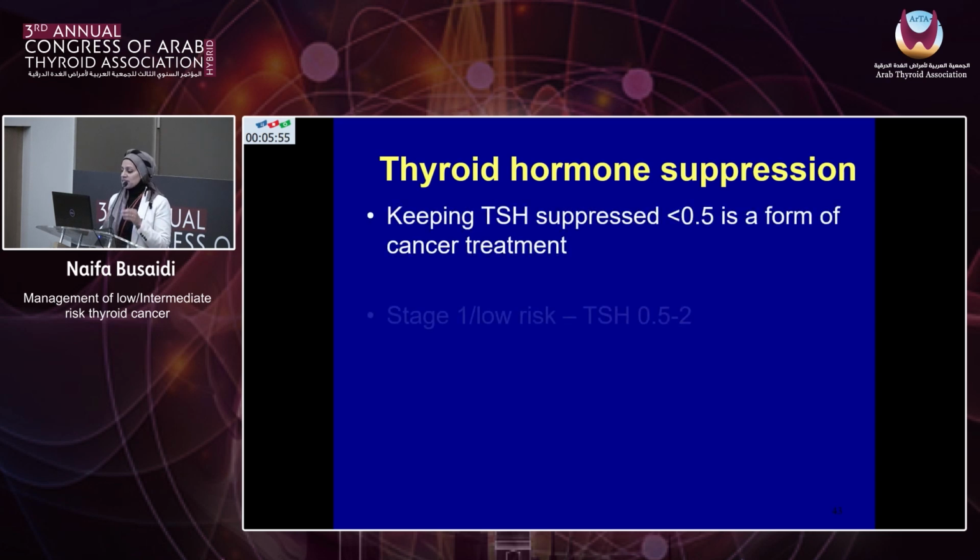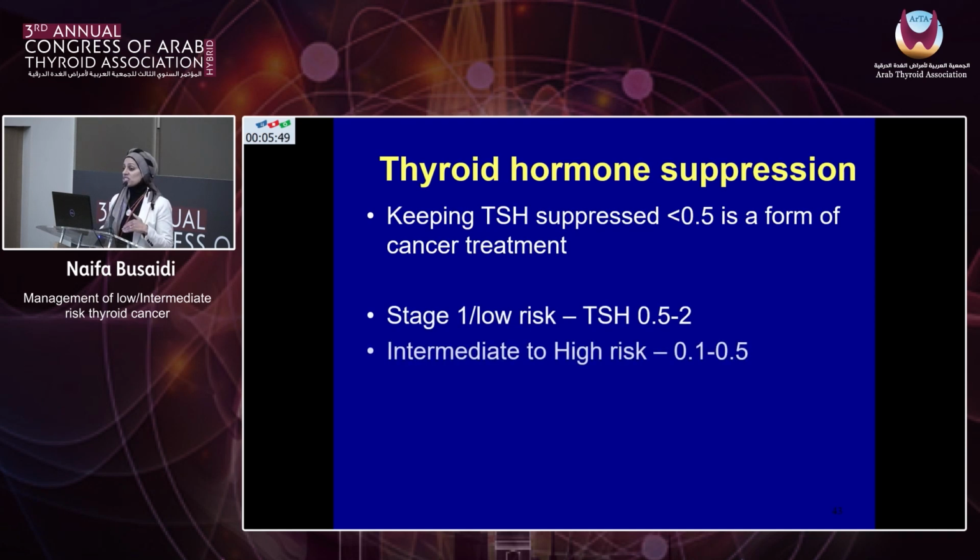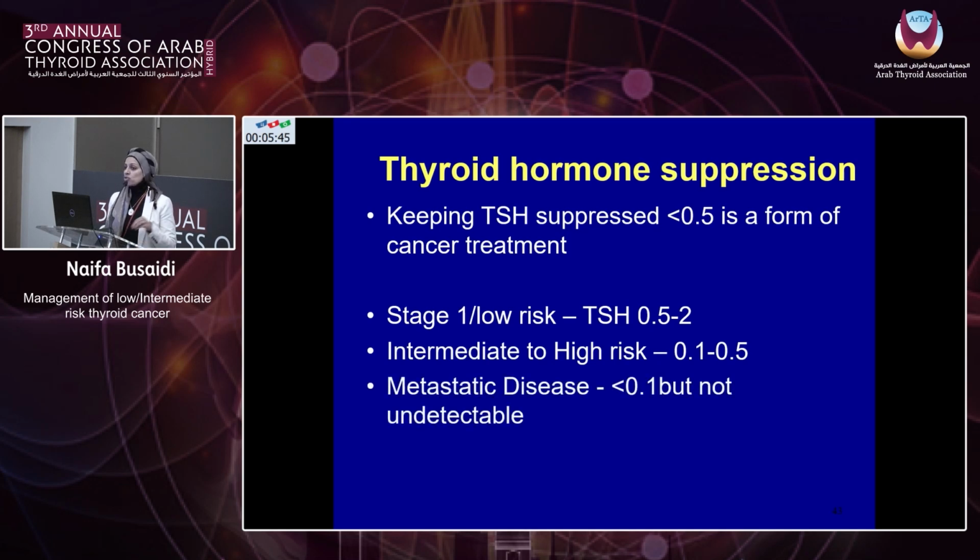Keeping the TSH less than 0.5 is a form of cancer treatment, but we should personalize it to the stage, the presentation stage, and the cancer status at this time that the patient is in. Those who have stage 1 or low risk cancer, keep the TSH in the normal range, in what we call the upper normal range, which is the lower numbers, TSH 0.5 to 2, and the intermediate to high risk 0.1 to 0.5. But those patients with metastatic disease, less than 0.1 but not undetectable, right?